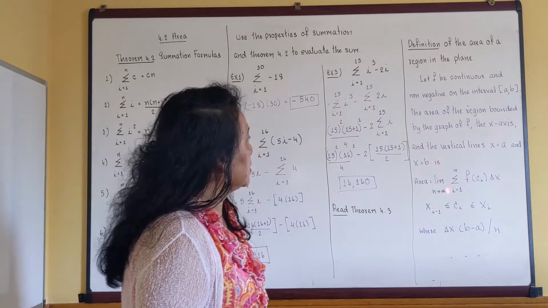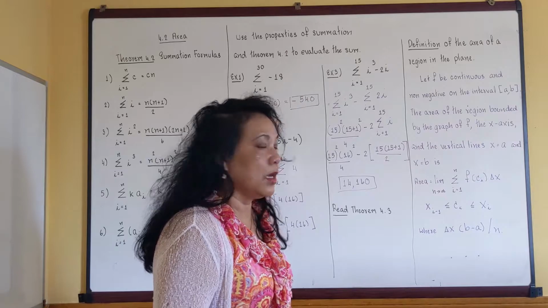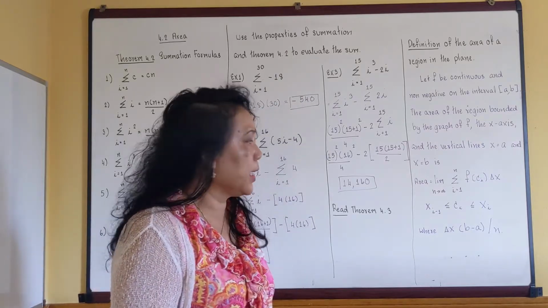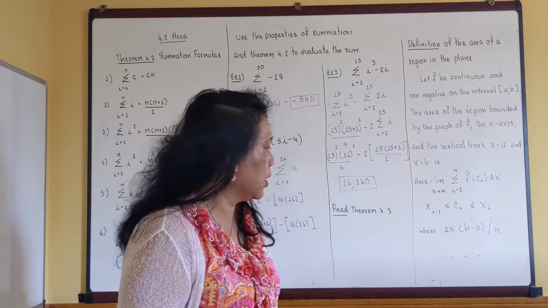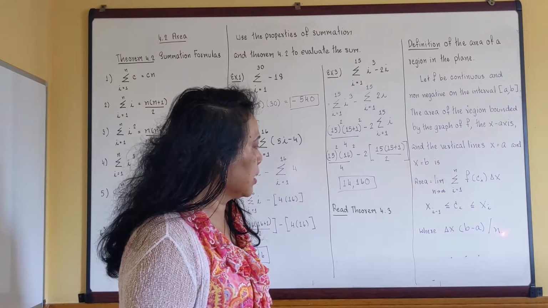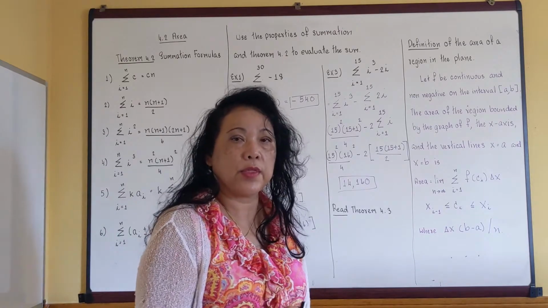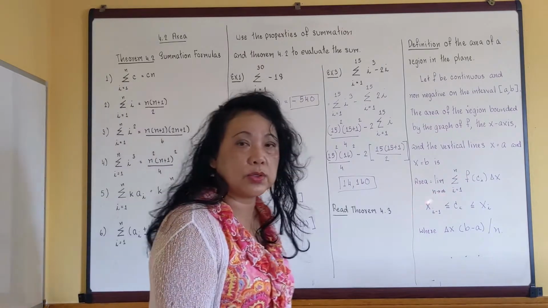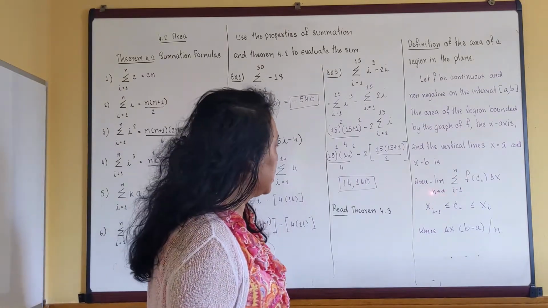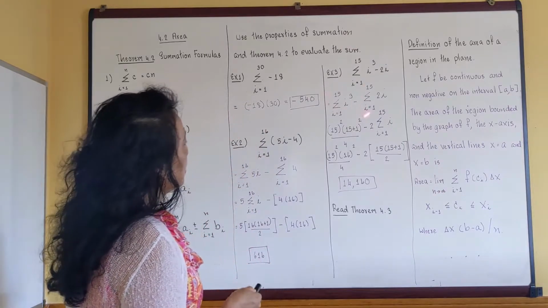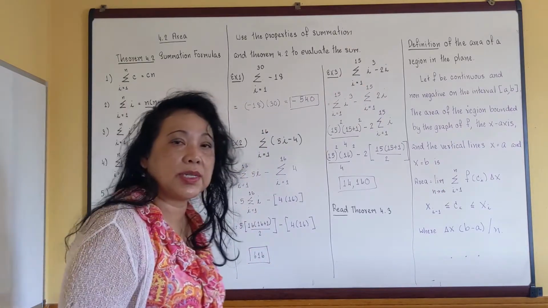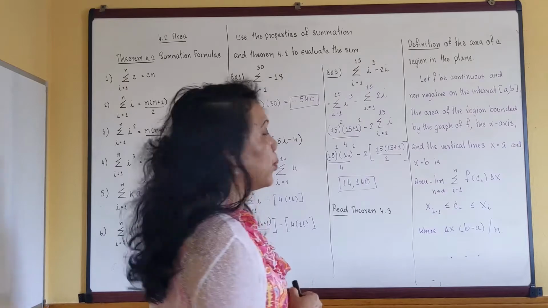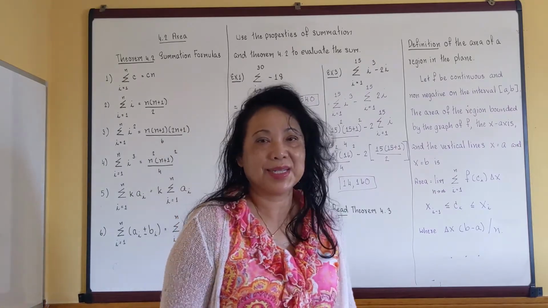The idea of this definition is that you're going to divide the region into small rectangles. So n is the number of rectangles and delta x is the width of each rectangle, and then apply the limit as n goes to infinity, which means you have so many rectangles, and then we need to use the summation notation here. We will see that in 4.3, but let's practice some more.